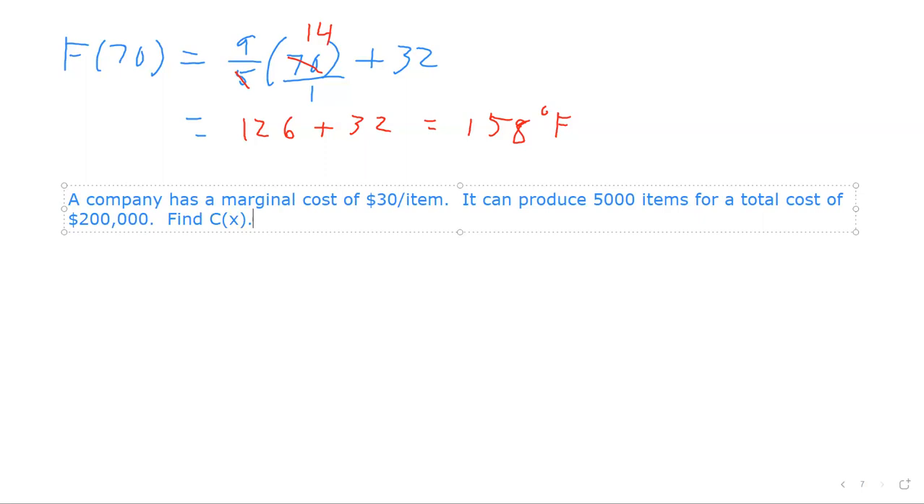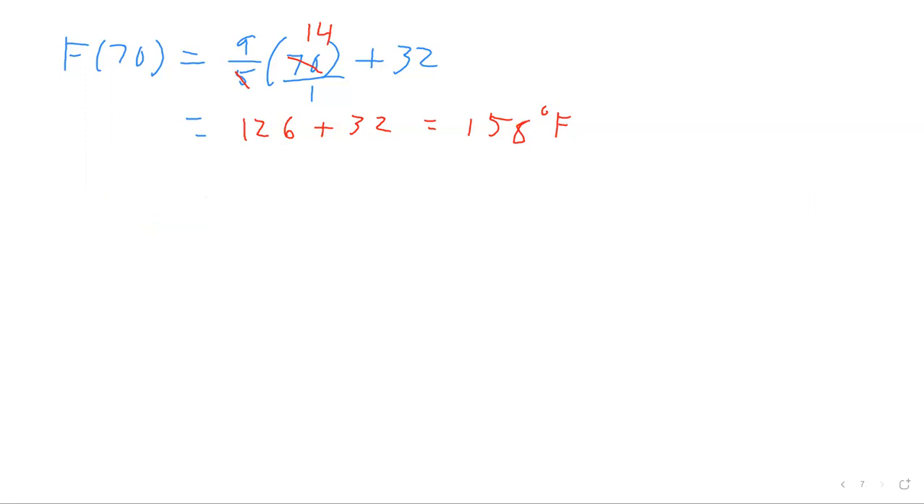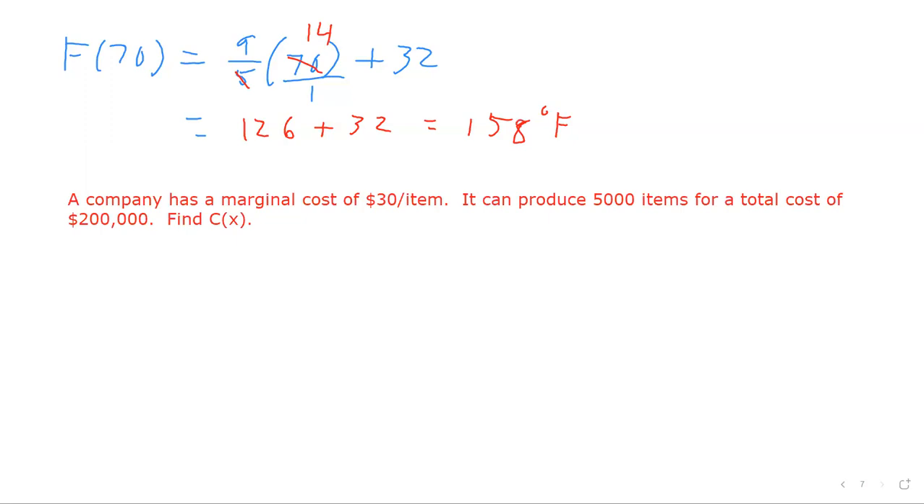All right, so important words here. Marginal cost, that is your slope. So our cost equation is going to be 30x plus something.